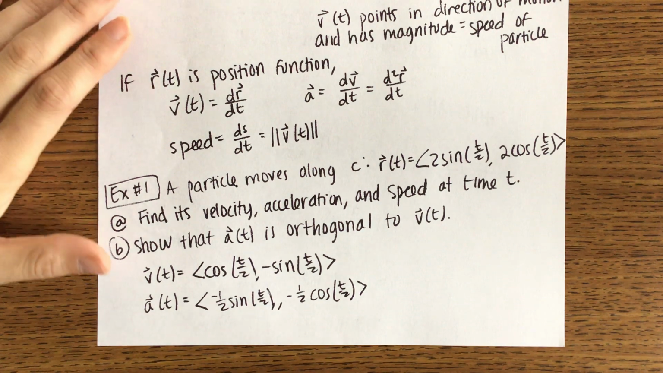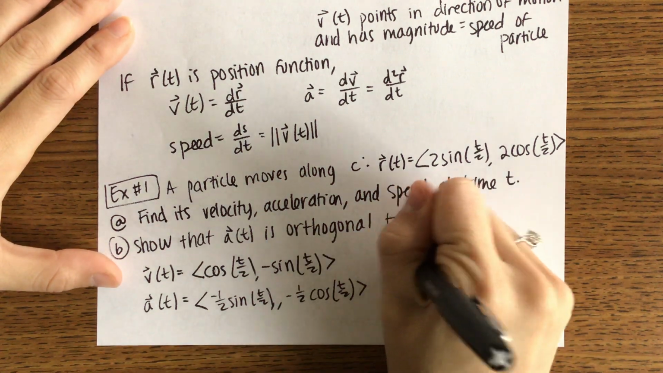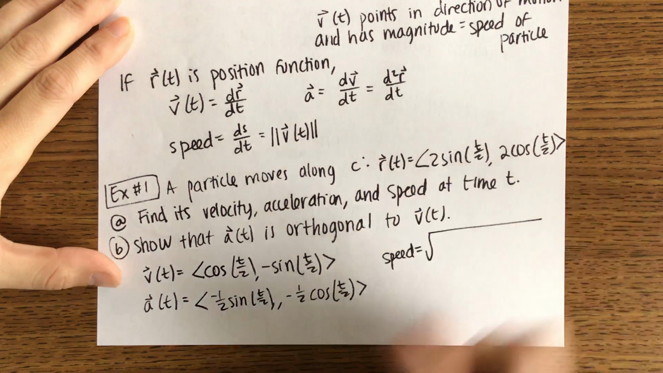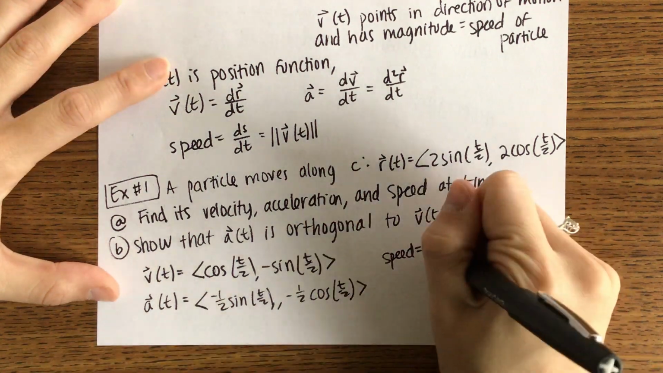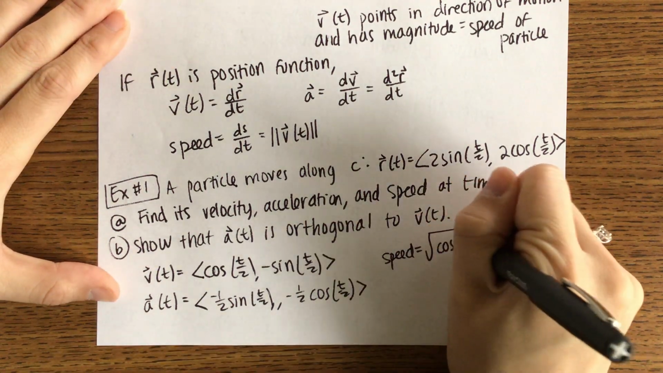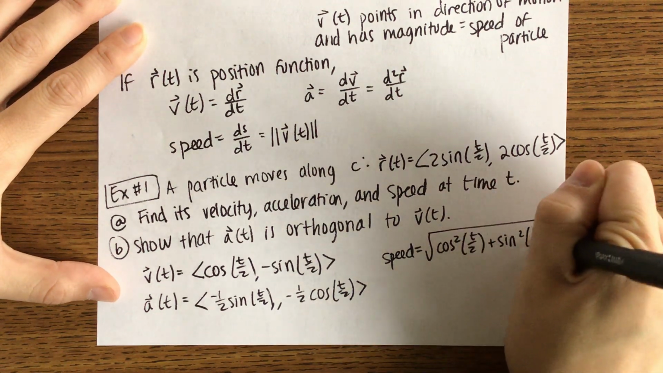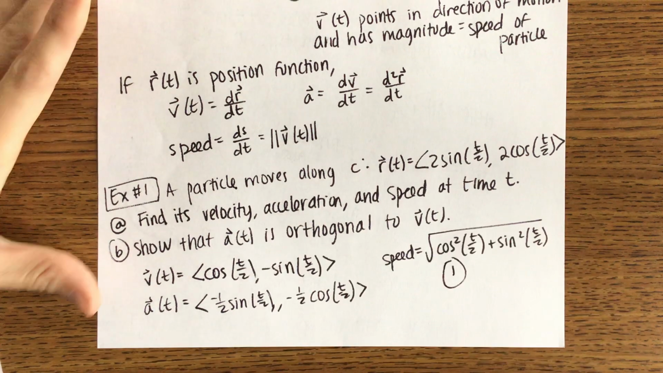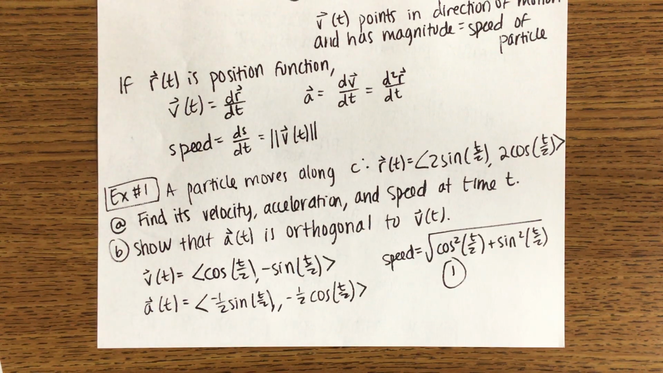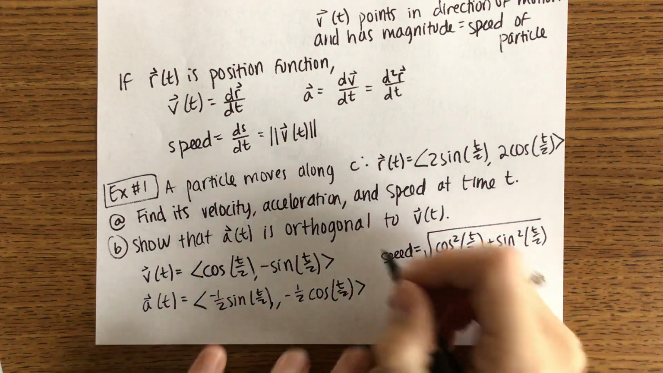And then lastly, the speed is going to be the norm of the velocity function. So we get cosine squared of t/2 plus sine squared of t/2, which gives us a speed of 1. I could ask for the velocity, acceleration, or speed at a specific t value, like t is pi, t is 0, etc. You would just plug in 0.